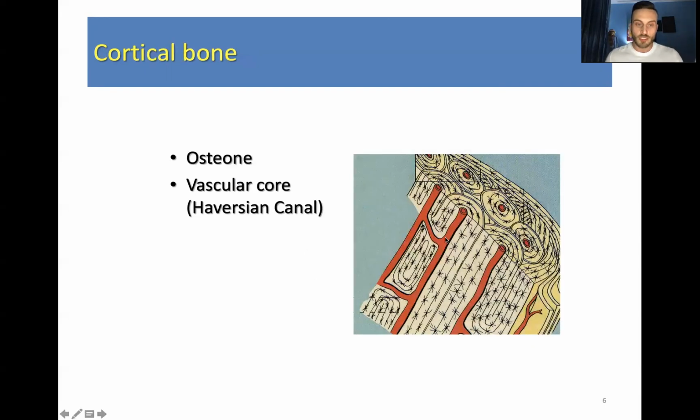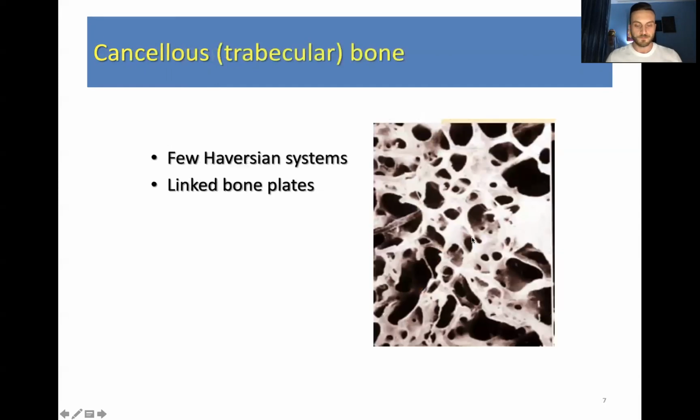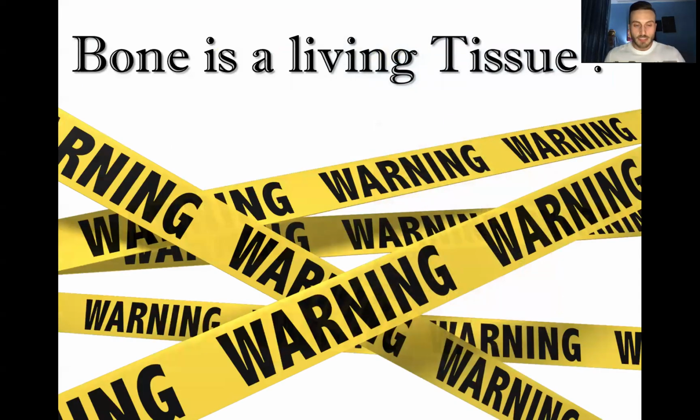We have in the cortical bone the osteon, which is the vascular core. As you can see here, the osteon and the Haversian system between them. And this is the cancellous bone, which is the spongy bone. Please keep in mind that the bone is a living tissue. It's not a rock. It's always in remodeling. So treat bone as a living tissue.